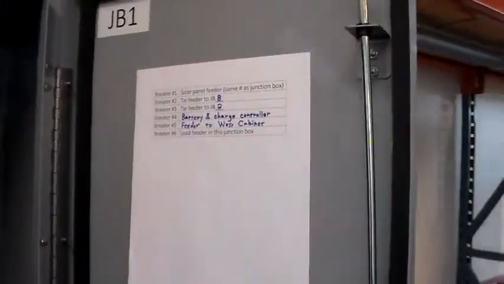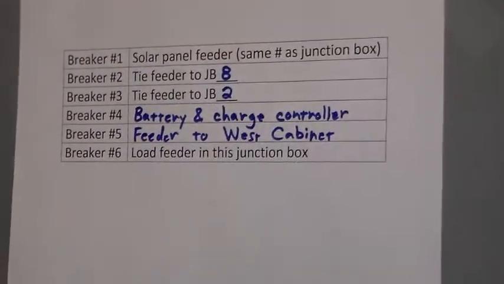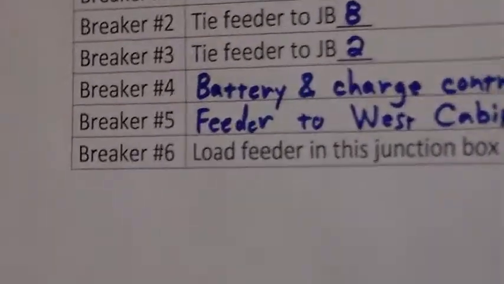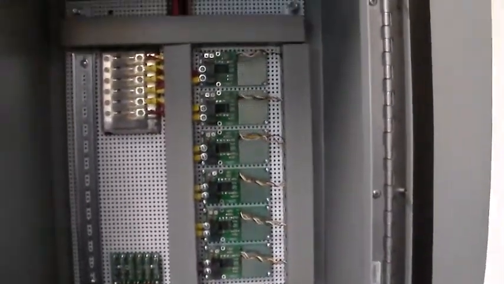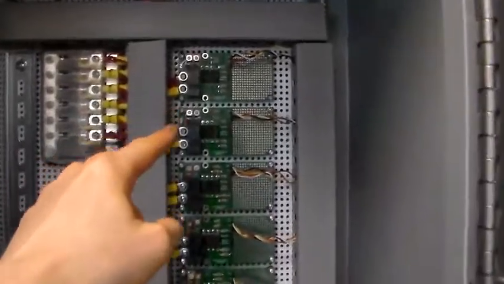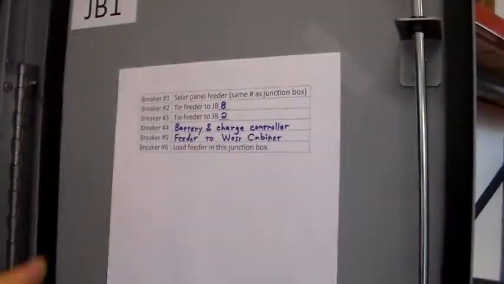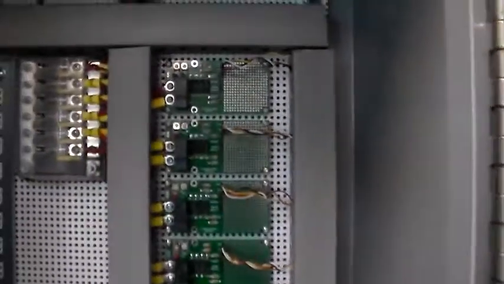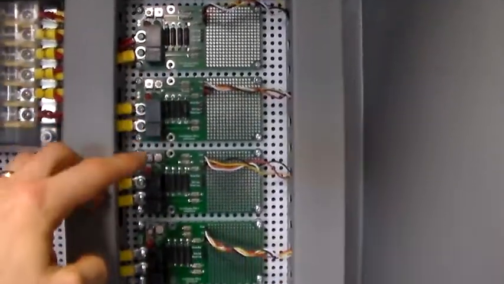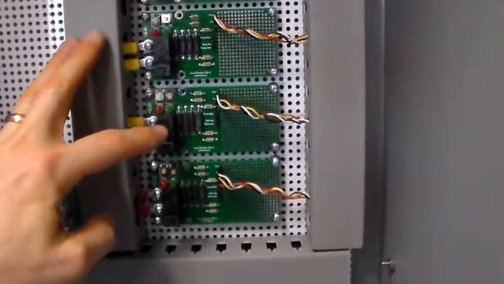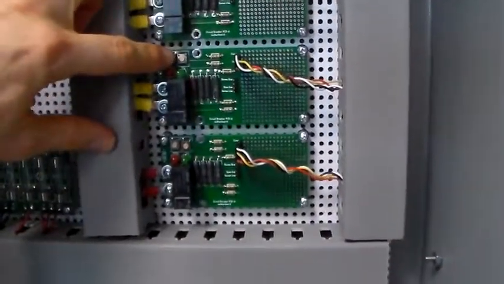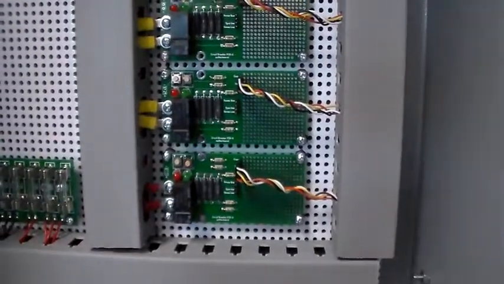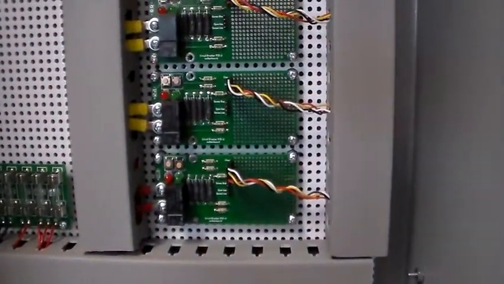Inside you'll see a listing of the breaker assignments and what they all do. And true enough, breaker number 5 right there, feeder to West cabinet. Looking inside the junction box, we see 6 circuit breaker boards, 1 on top, 6 on bottom, in the same order as the paper here. So we find breaker number 5. There's 1, 2, 3, 4, 5, second one from the bottom, and we simply press the button next to the red LED to turn it on. You hear a click sound, and we have then closed the breaker.